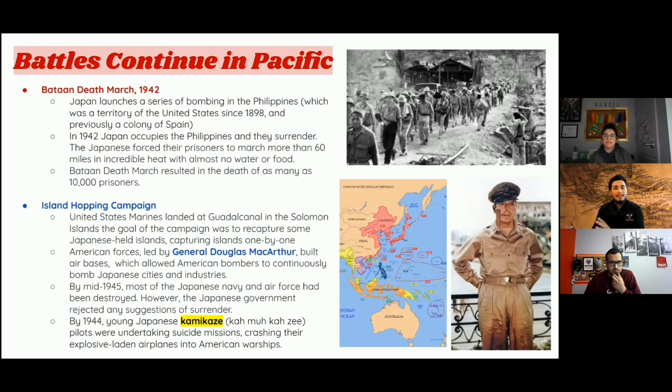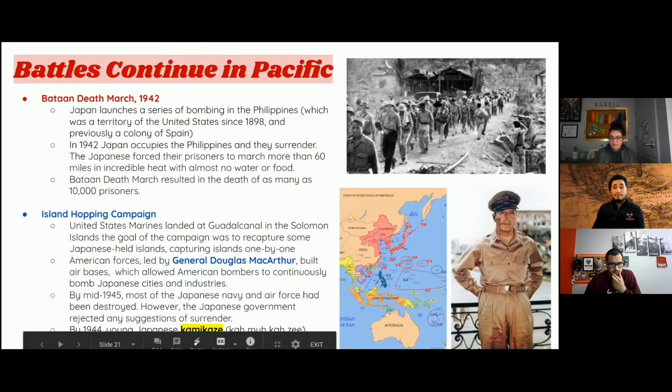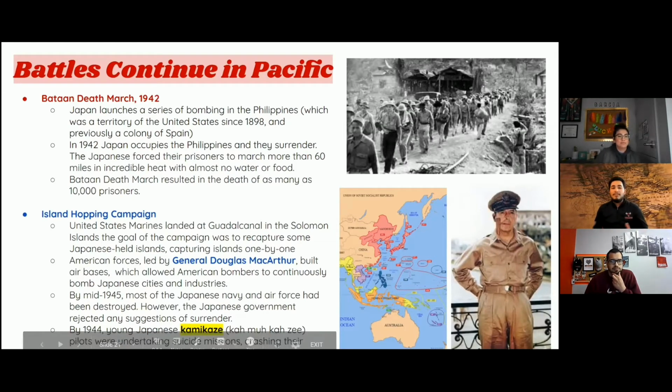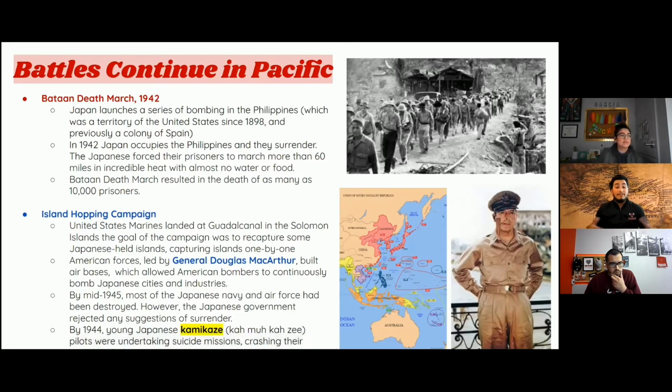Yes, we see Japan is struggling in the Pacific now that the Allied powers are at full force, but they're not giving up. They're not calling it quits so quickly. A couple of things are happening in the Pacific that we're going to talk about. The Bataan Death March is another infamous event that happens. Essentially, Japan launches a series of bombings in the Philippines, which has been a territory of the United States since 1898. And it keeps attacking with whatever resources they can.